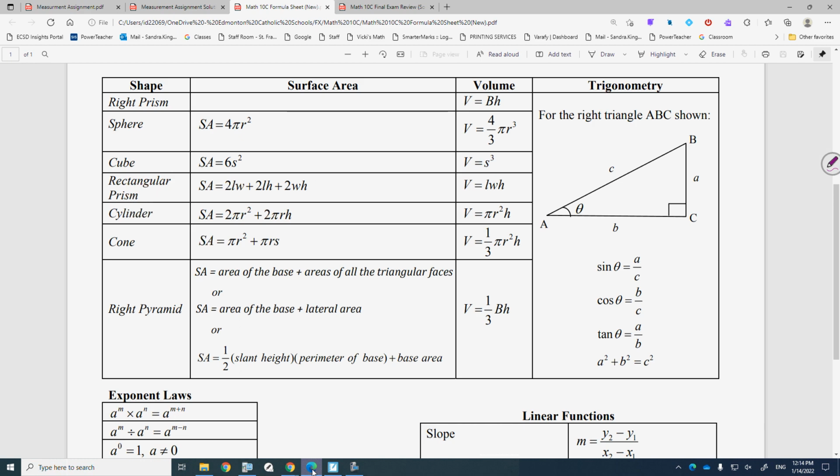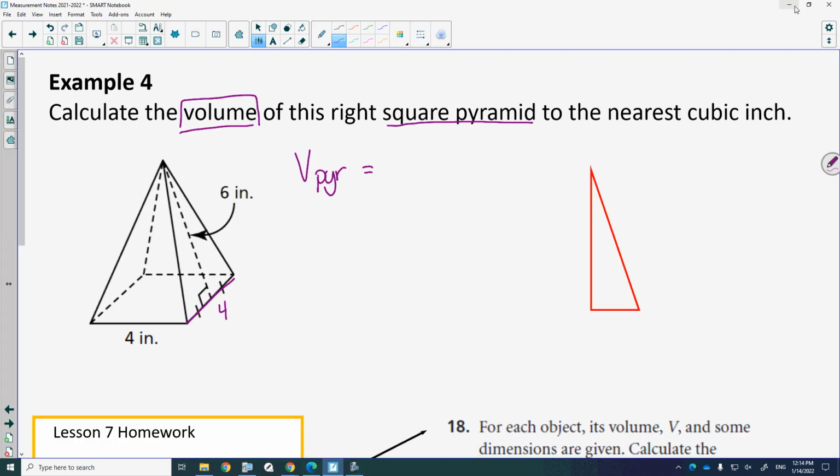Okay, so a volume of a pyramid, you'd get that from your formula sheet. 1/3 big B times H, and we'll talk about again what big B is. Volume of pyramid is equal to 1/3. Angel, what's big B? Sorry? Yes, how did you get that? Yes, big B, you guys, is area of base.